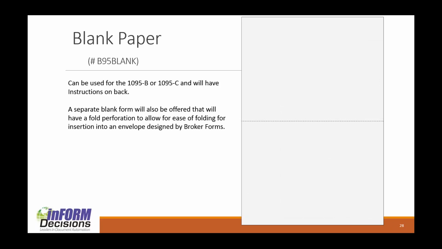Here's the blank paper. This blank paper can be used for the 1095B or the 1095C. You can program either the half page or the full page format onto this. A separate blank form will be offered that will have a fold perforation and instructions on the back as well. So this is just the 1095 blank. It is simply the blank paper. The half-page form would fit on here nicely if you programmed. It has the instructions on the bottom and the form on the top.